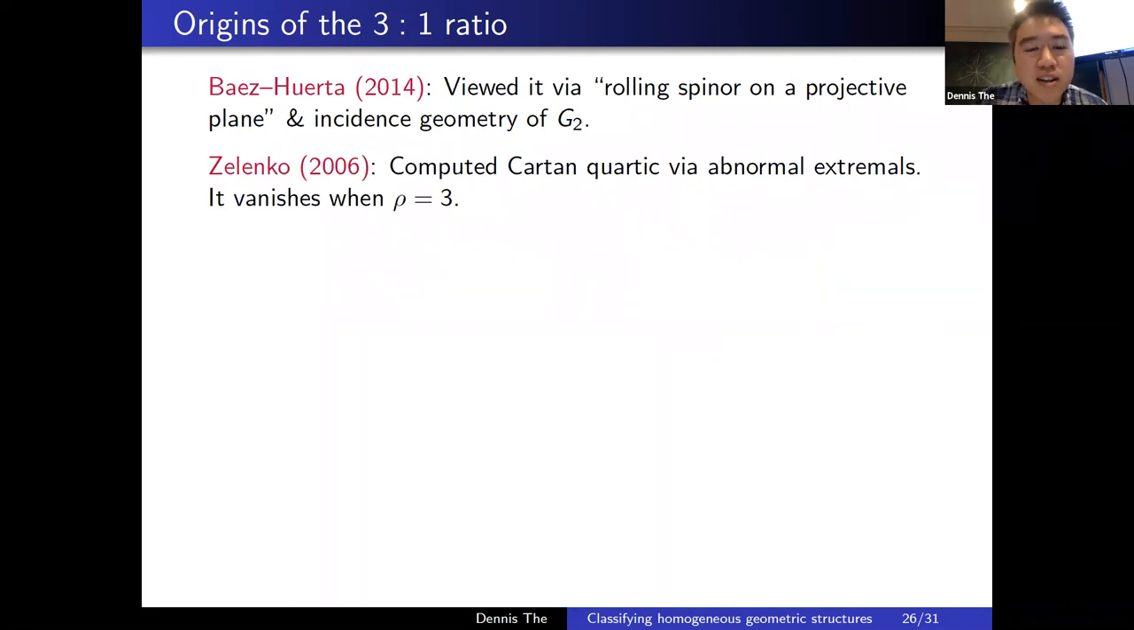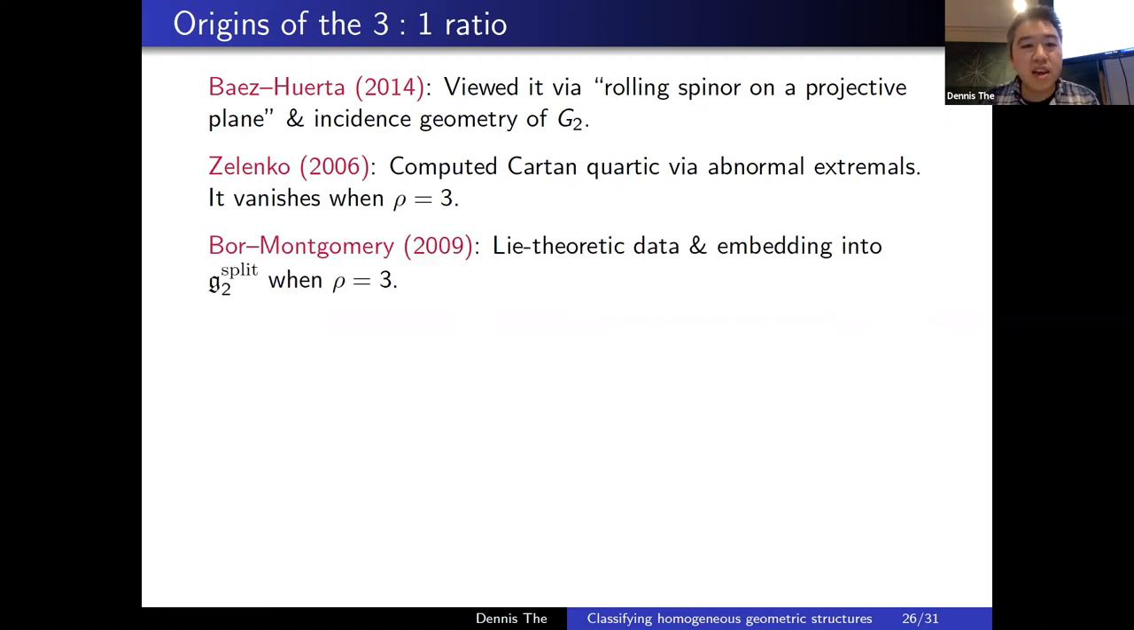In Igor Zelenko's work in 2006, he computed the Cartan quartic via his theory of abnormal extremals, and he found that this vanishes when rho is equal to 3. Okay, so harmonic curvature is 0, it's flat. So the symmetry jumps up to 14. In Bor and Montgomery's paper in 2009, they presented Lie theoretic data and the embedding in the rho equal to 3 case into the split real form of G2.